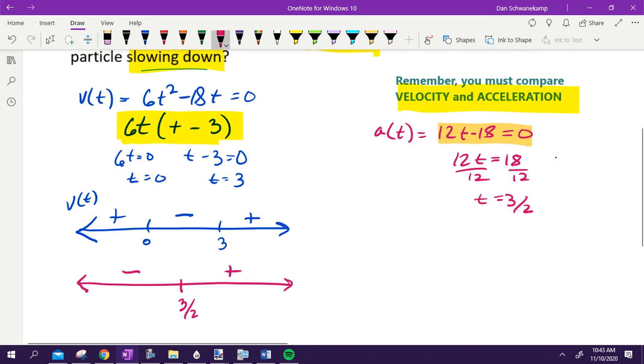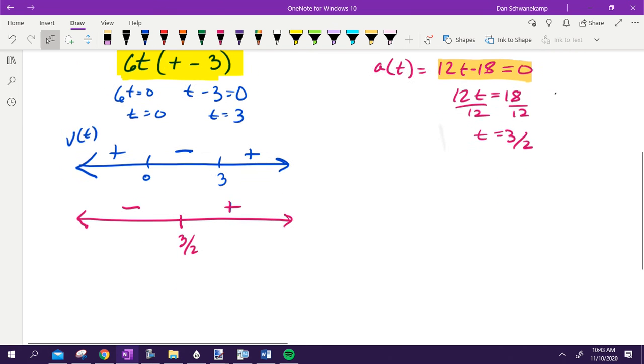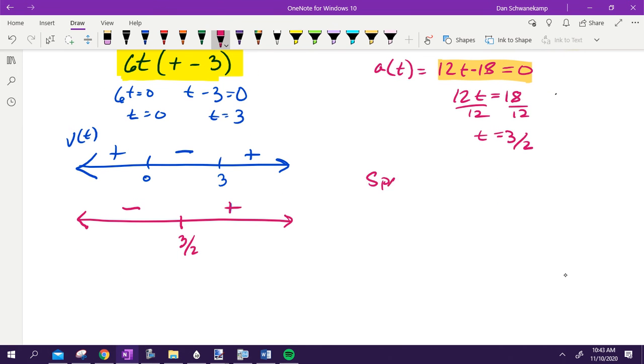The last thing I'm trying to do is talk about speeding up or slowing down. What is going to be happening with velocity and acceleration if I'm speeding up? Same sign. So I'm looking for the same sign. So Jonah, when is some time that I have the same sign? Greater than 3. Because past 3, velocity is positive and acceleration is positive. So from 3 to infinity, they're both speeding up because they both have the same sign.